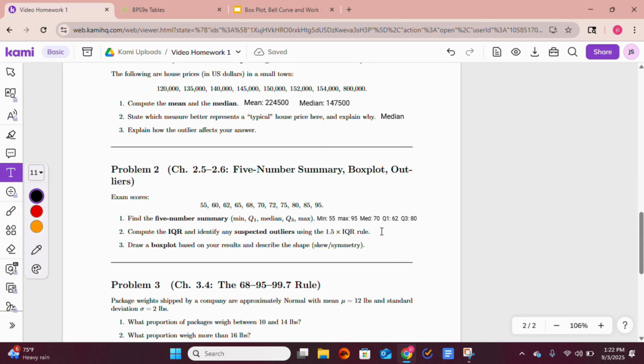Then we're going to do Q3 plus 1.5 times IQR. So it'll look like this: 80 plus 1.5 times 18 equals 107. Now we have 35 and 107, so we can look at our data set and see if any numbers are lower than 35 or higher than 107. Since all our numbers are within these parameters, we have no outliers.